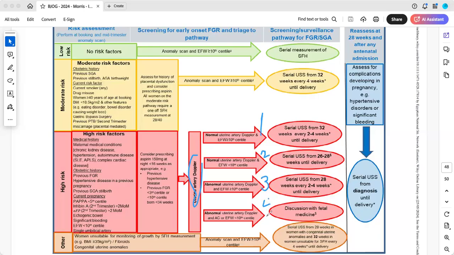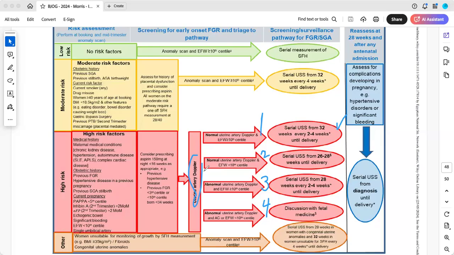So let's see what if. Normal uterine artery, normal weight, normal. What is the advice for follow-up? Thank you very much. You are fine. See you at the 32 weeks, every 2 to 4 weeks until delivery. Right? Correct? Okay.